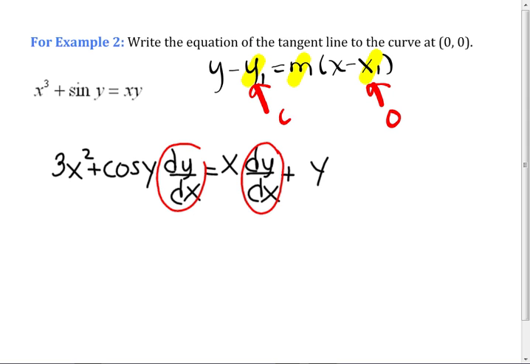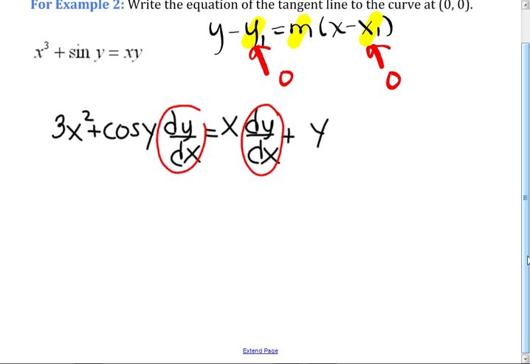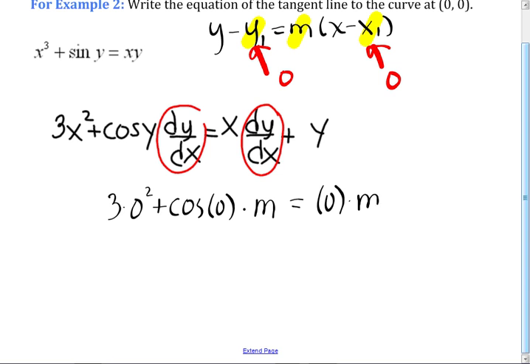So all I have to do now is find the slope, which is dy dx. So I know that, and so I'm going to put in my 0, 0. So I'm going to have 3 times 0 squared plus the cosine of 0 times the slope. How about if I just call it m? Equals x, which is 0, times m plus 0. See why I want to do it now? Remember, x and y are both 0. I just called it m because it was easier.